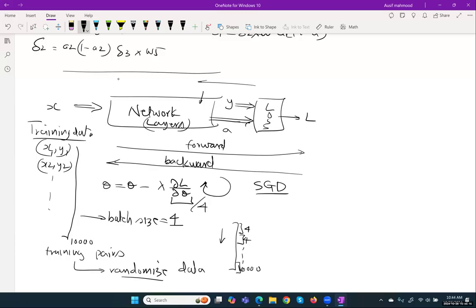Okay, so if we go through one time through all the training data after randomizing it, this is called 1 epoch. Okay. Now we'll repeat this process. So generally we don't train it for 1 epoch. We'll train it for many epochs. How many epochs? That depends on the problem. It could be 20 epochs, 40 epochs, 100 epochs.